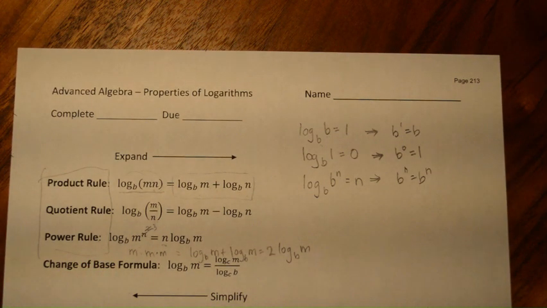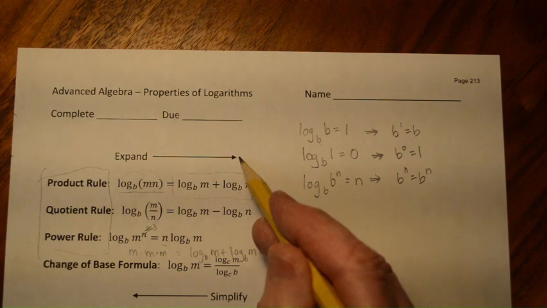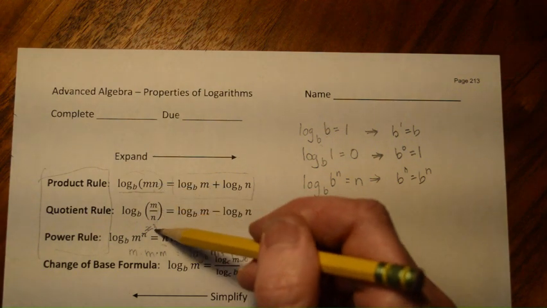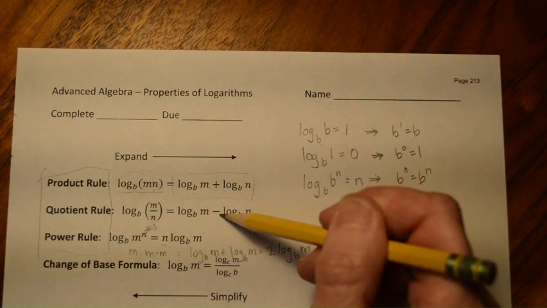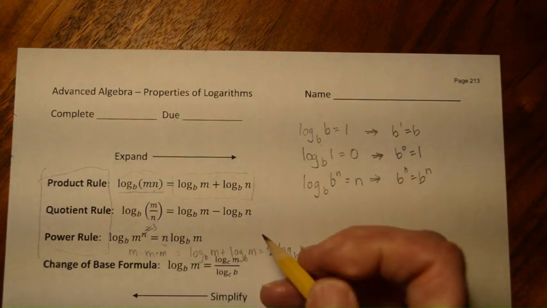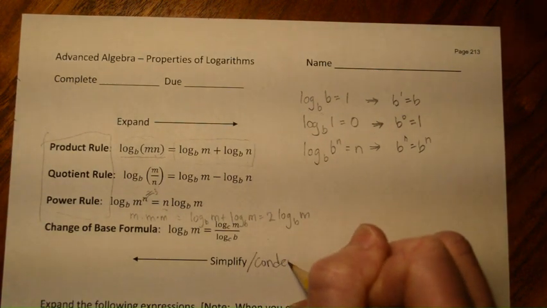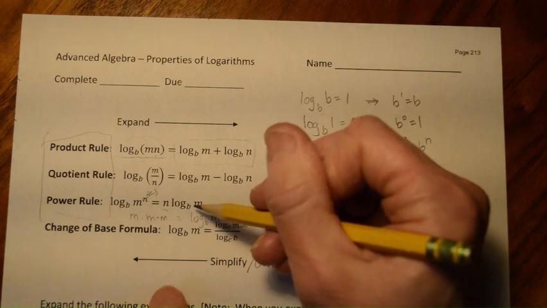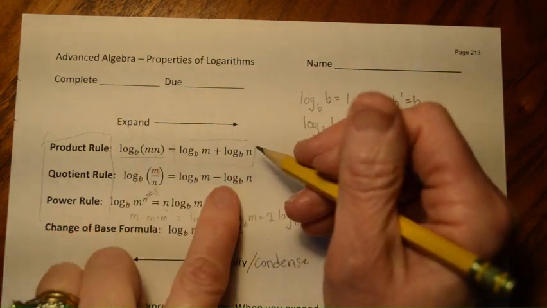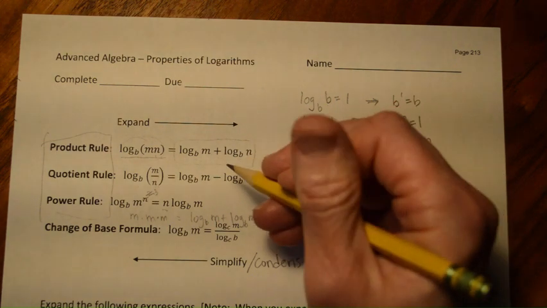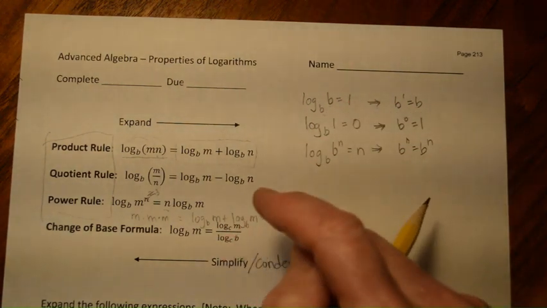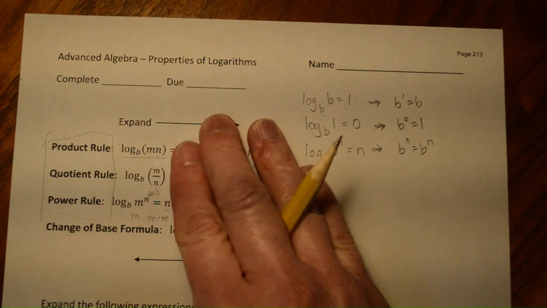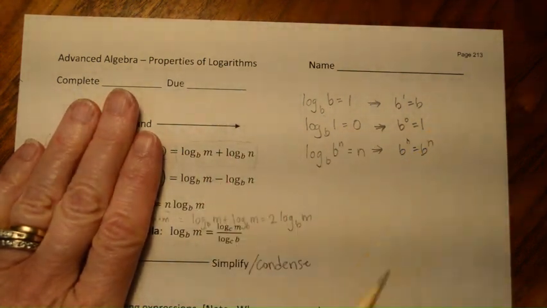And so you'll see your directions will say expand, and then you'll know that you're supposed to think of it in this direction. You're supposed to look for products, quotients, and powers, and turn them into sums, differences, or coefficients. Or they might say simplify, or sometimes they'll say condense. And so then you'll know that you're supposed to look for a sum, a difference, or a power, or a coefficient, and turn it into a product, a quotient, or a power. So again, you'll have to pay attention to what the directions say so that you know which side you should be looking for. If it's expand, you're looking for this type of thing. And if it's condense or simplify, you're looking for something on this side.